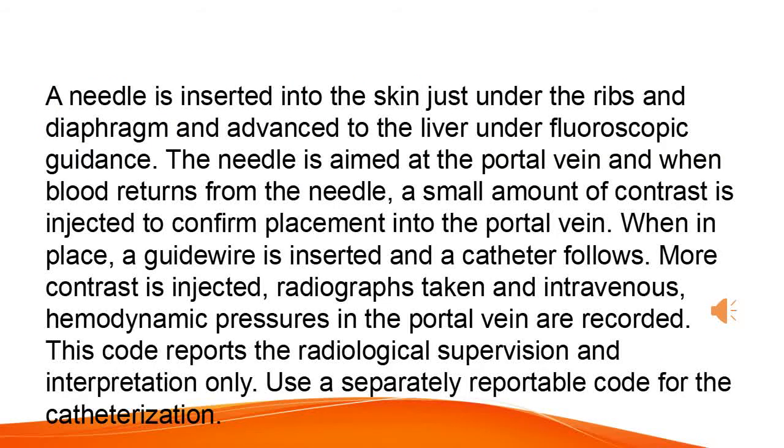A needle is inserted into the skin just under the ribs and diaphragm and advanced to the liver under fluoroscopic guidance. The needle is aimed at the portal vein and when blood returns from the needle, a small amount of contrast is injected to confirm placement into the portal vein. When in place, a guide wire is inserted and a catheter follows.